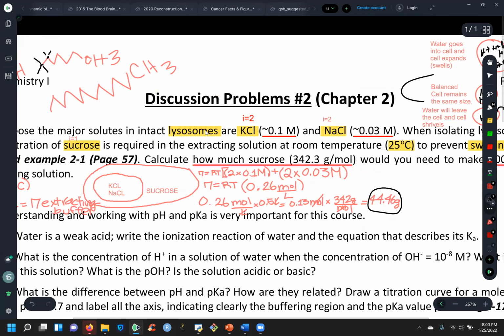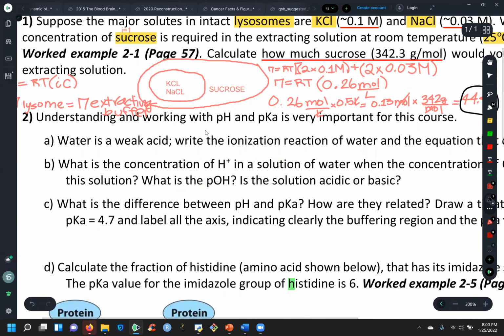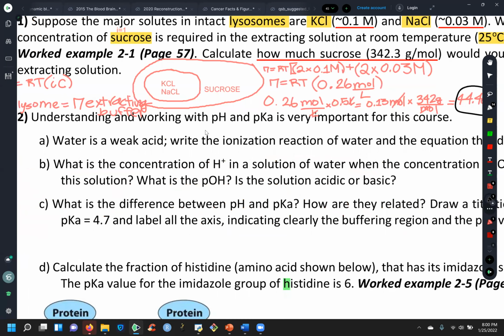Understanding and working with pH and pKa is very important for this course. Everything to do with pH and pKa, please make flashcards. There are certain definitions and certain rules that you just have to know. And you absolutely have to know them in order to be able to answer these problems. Okay. So here we go.